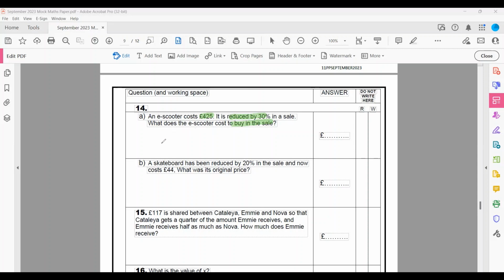So, there are lots of different ways of finding a percentage of an amount. Because we're dealing with a multiple of 10, I would find 10%. Now, to find 10% of a number, we divide by 10. So, 10% will equal £42.50. And to find 30%, to go from 10% to 30%, we are timesing by three. So if we do £42.50 times three, three zeros are zero, three fives are 15, carry the one, three twos are six, plus the one is seven, three fours are 12. We have £127.50. We now need to subtract that because we're reducing 425 by 30%.